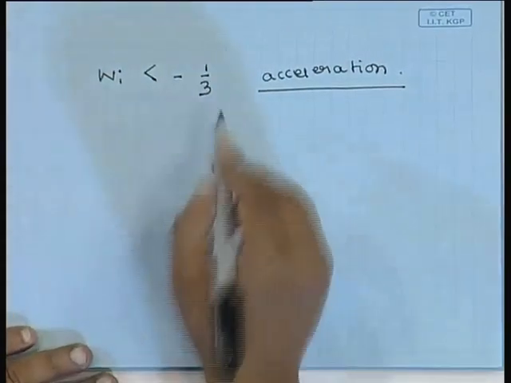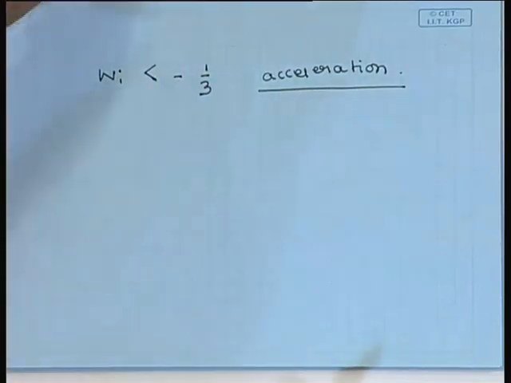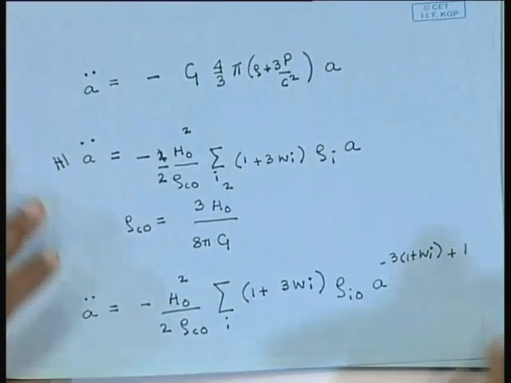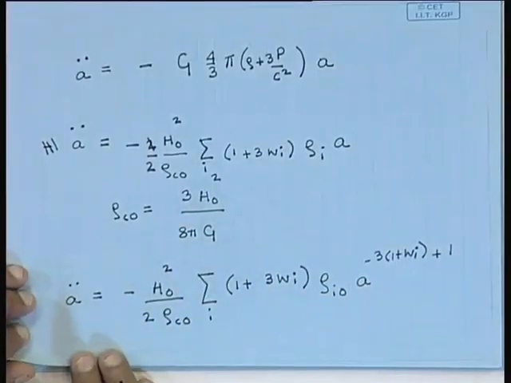If w is exactly equal to minus 1/3, it does not contribute to the acceleration at all. Which is the component that has w equal to minus 1/3? Recollect, we have considered 4 components. We have considered matter, which has got w equal to 0, radiation w equal to plus 1/3. Then there is curvature. For curvature, what is the value of w? Minus 1/3. So for curvature, it does not contribute to this equation at all.